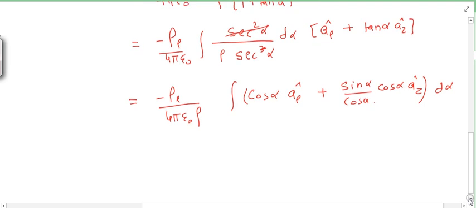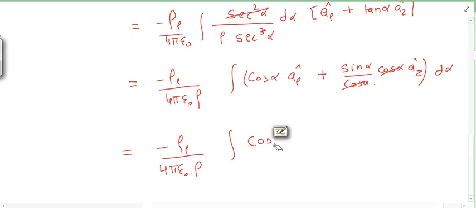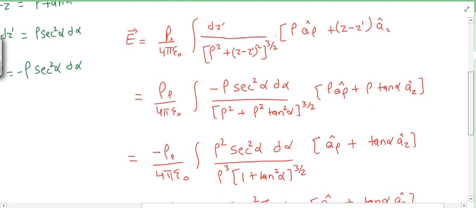So now, the things which are cancelling each other is cos alpha, and the remaining things are rho L divided by 4 pi epsilon naught rho, integration of cos alpha a rho cap plus sin alpha az cap, and here it is d alpha, and we also have the value for limits of alpha.